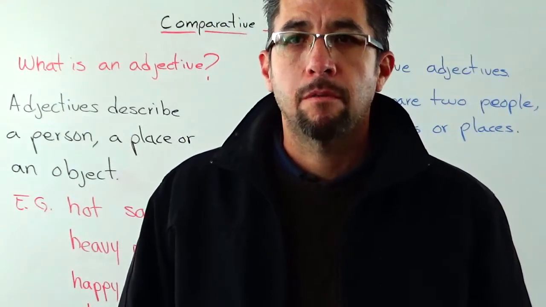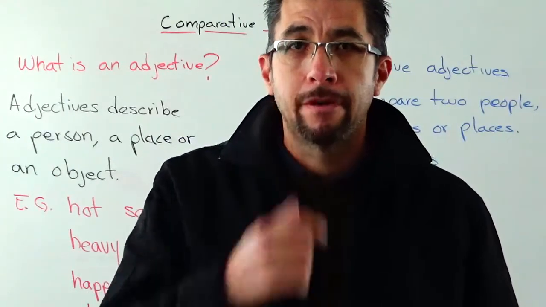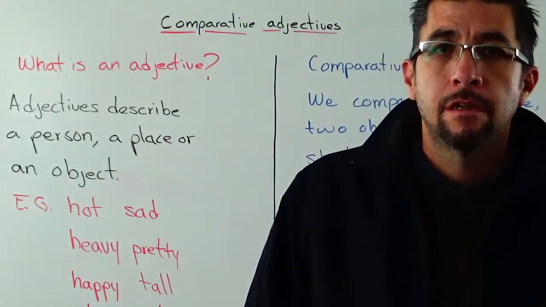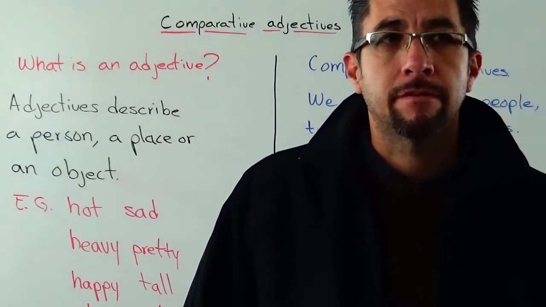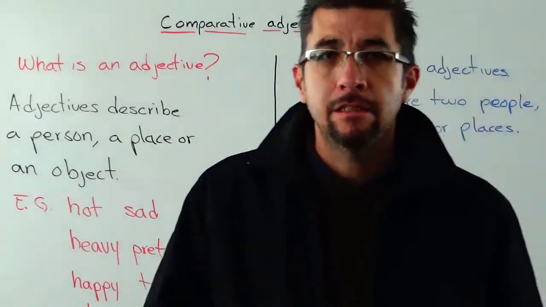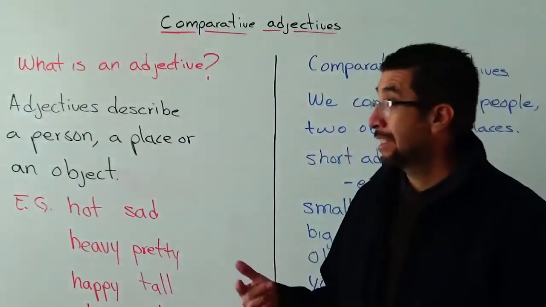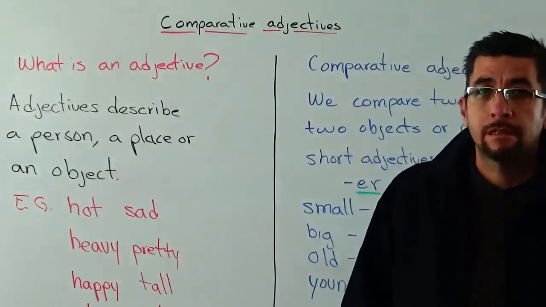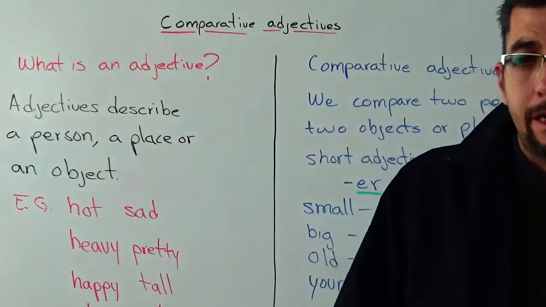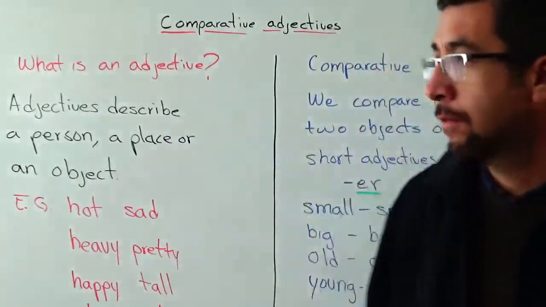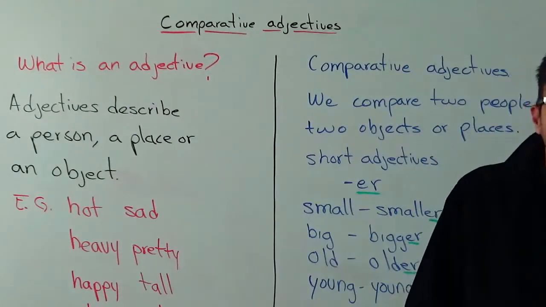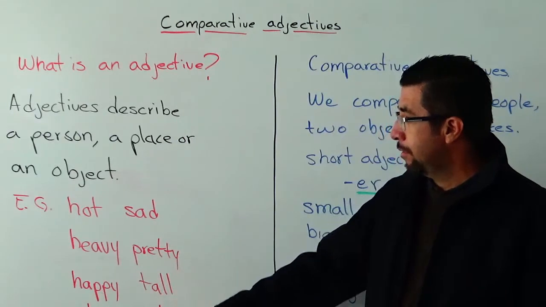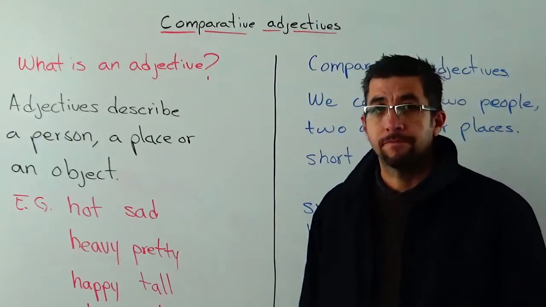The first one is about comparatives. So we're going to work with comparative adjectives. But what is an adjective? I hope you remember, guys. An adjective describes a person, a place, or an object. We can have, for example, tall, sad, heavy, pretty, happy, tall, old, and rich.